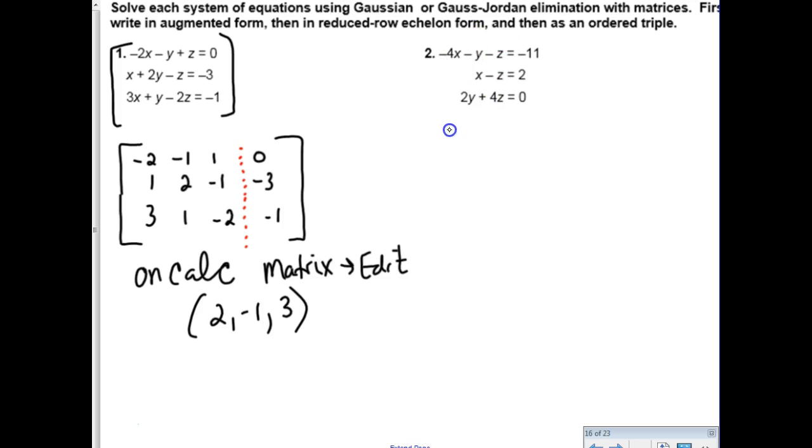All right, guys, let's look at number 2. Let's talk about the augmented matrix for number 2. So remember, it has to go in the exact same order for every single part of your system. So we have coefficients of -4, -1, -1, and then -11 on the solution part. And again, for the augmented matrix, it's smart if you separate your body from the solution.